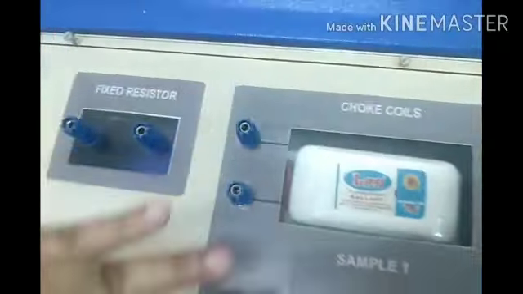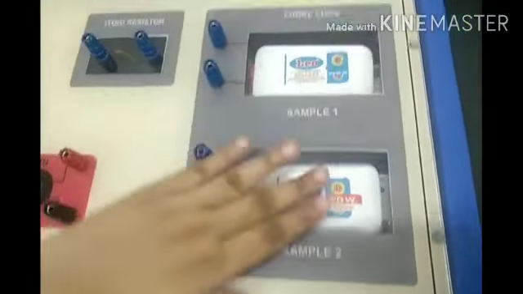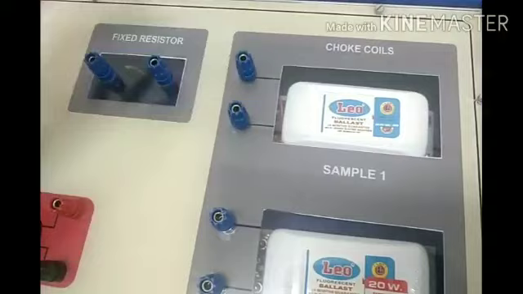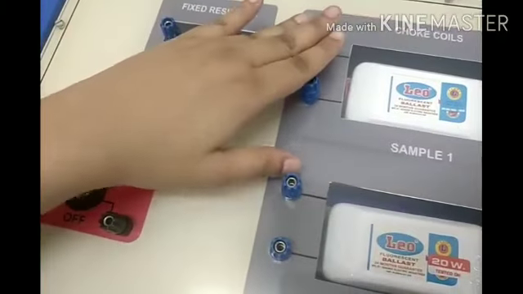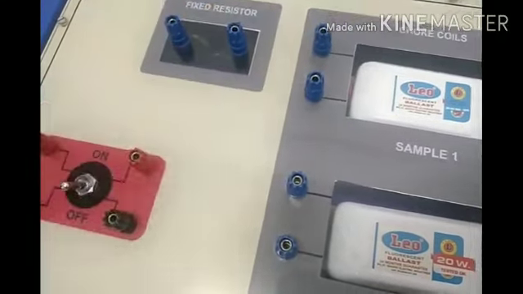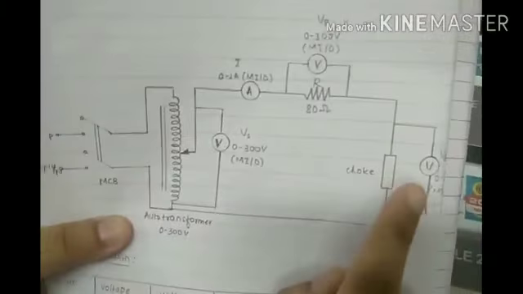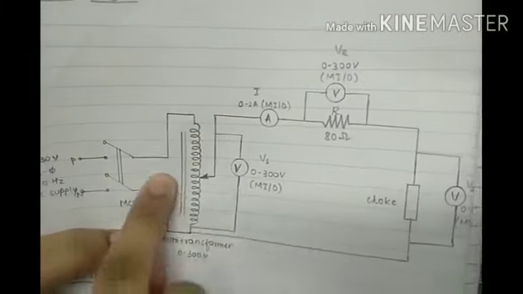This is sample 1 and this is sample 2. These two samples, first we will deal with sample 1. So ending of the resistors to choke coil, then choke coil back to the supply as it is here. Choke coil will be back to the supply.